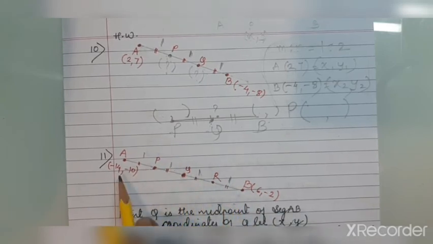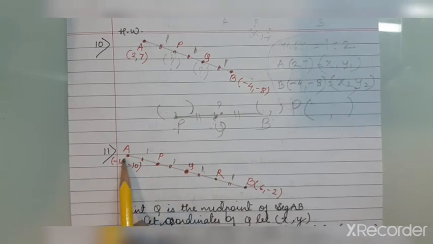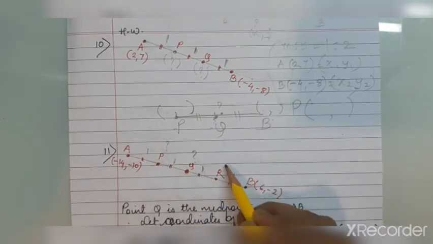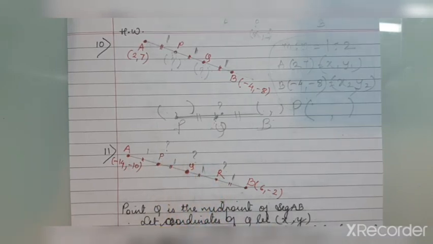Why have I written 1, 1, 1? Because they are all equal. Now we have to find the coordinates of P, Q, R. Three points we have to find. We have to find P, we have to find Q, we have to find R. Now instead of finding P first, we will go to Q. I will tell you why.